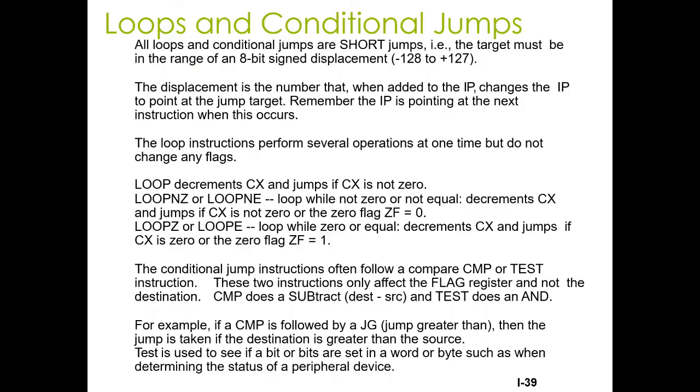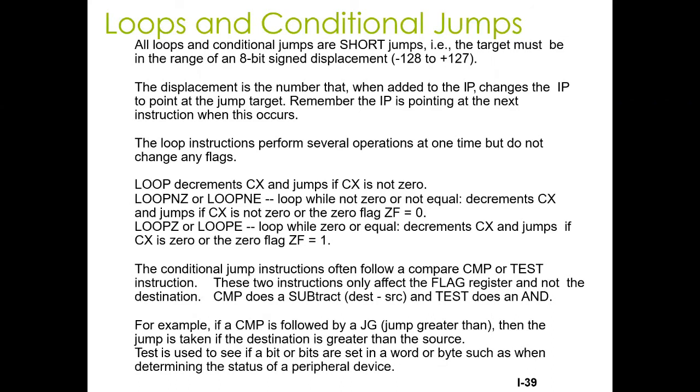Next is loops and conditional jumps. All loops and conditional jumps are short jumps, that is, the target must be in the range of an 8-bit signed displacement, minus 128 to plus 127. The displacement is the number that, when added to the IP, changes the IP to point at the jump target. Remember, the IP is pointing at the next instruction when this occurs.